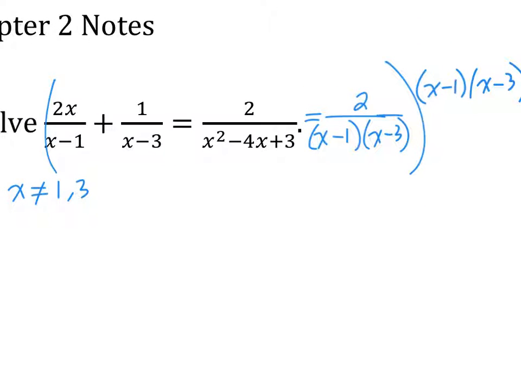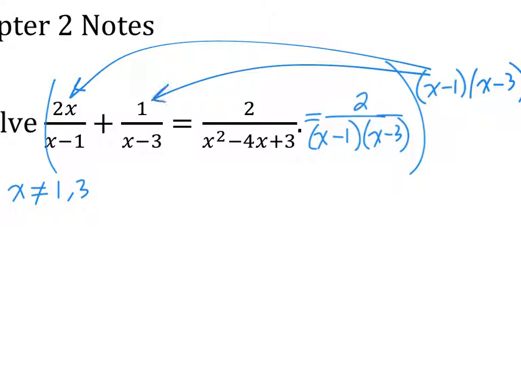So I think you guys are pretty good. I probably don't have to show you how to do this. But just in case, I'll just show you once. So basically, you're multiplying this to every term. So x minus 1, x minus 3 times the first term. The first term is 2x over x minus 1. That x minus 1 is going to cancel. So you only are left with x minus 3. So the first one is 2x times x minus 3. You're going to do the same thing with the second term. In the second term, x minus 3 cancels. So you're left with just x minus 1.